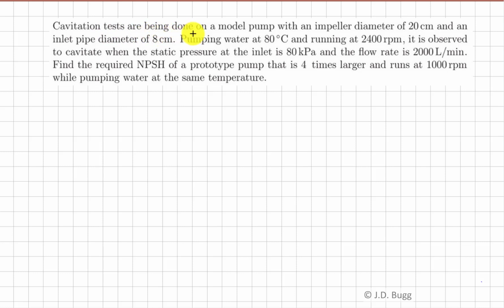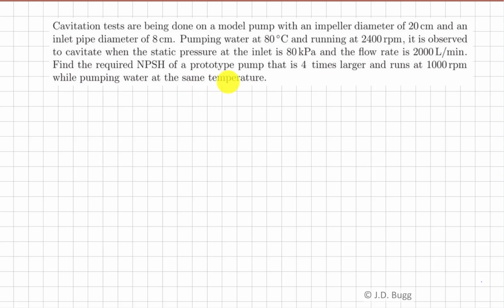Cavitation tests are being done on a model pump with an impeller diameter of 20 centimeters and an inlet pipe diameter of 8 centimeters. Pumping water at 80 degrees C and running at 2400 RPM, it is observed to cavitate when the static pressure at the inlet is 80 kPa and the flow rate is 2000 liters per minute. Find the required NPSH of a prototype pump that is 4 times larger and runs at 1000 RPM while pumping water at the same temperature.